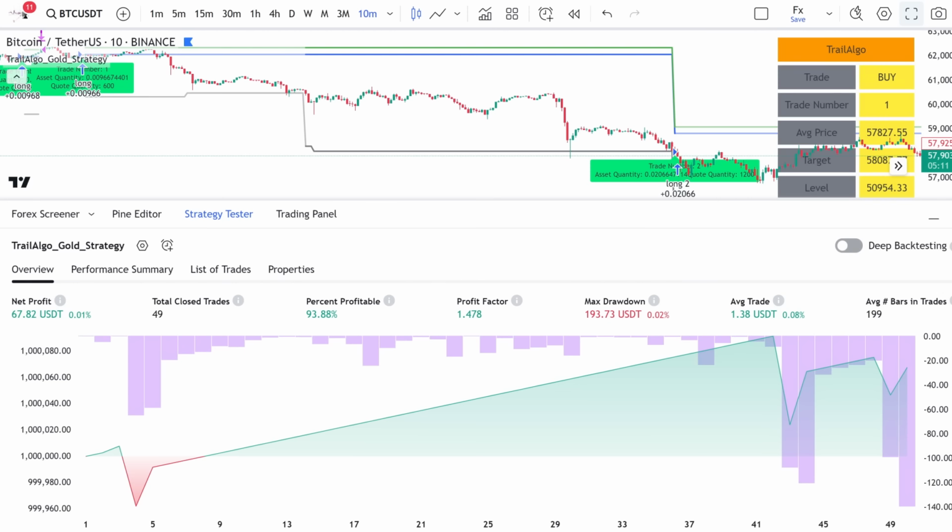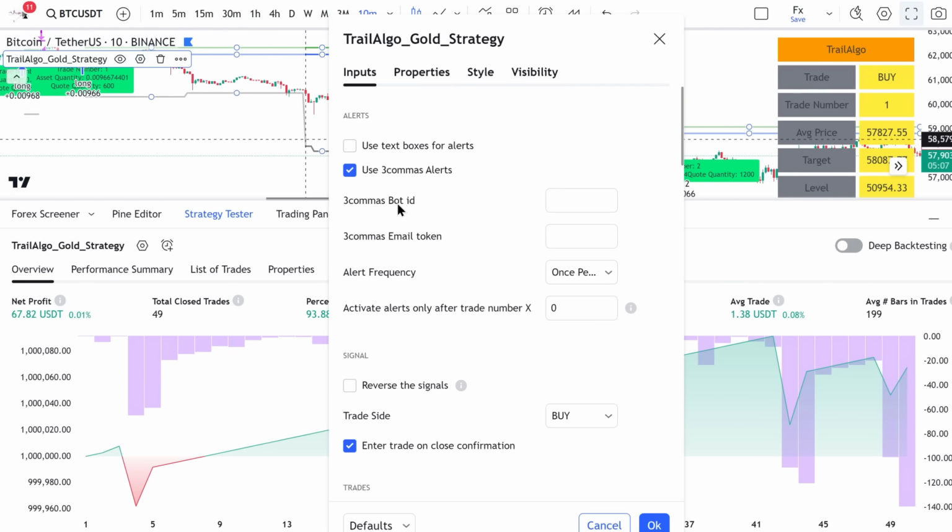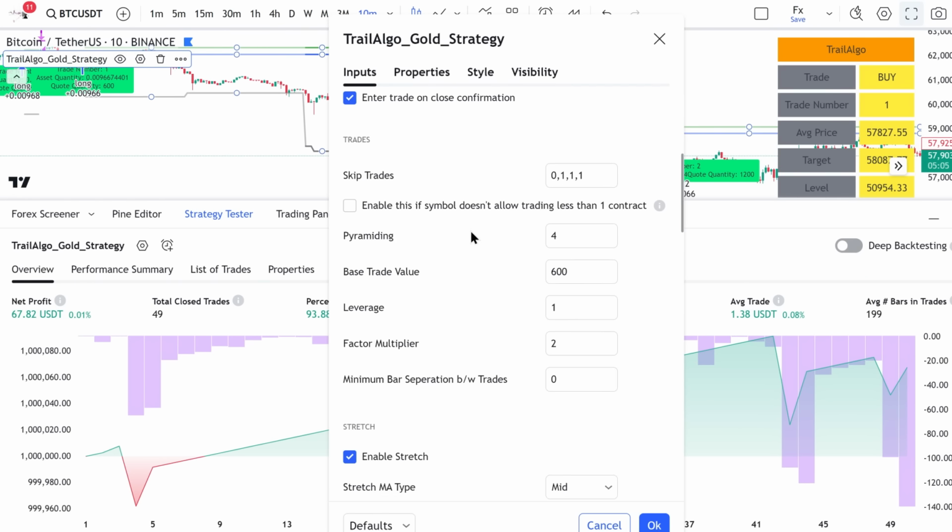style and risk tolerance. In conclusion, by using TrailAlgo's advanced settings, you can effectively manage your position sizes and safety orders. This will lead to better performance and improved risk management.